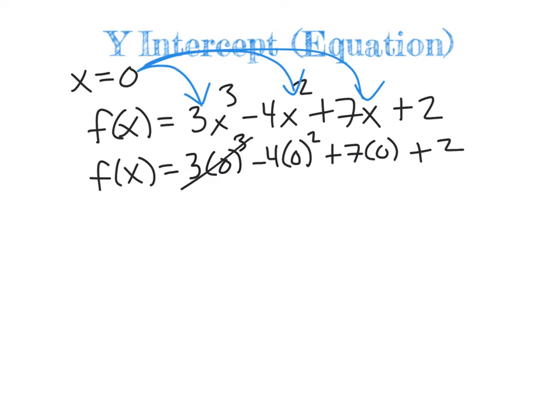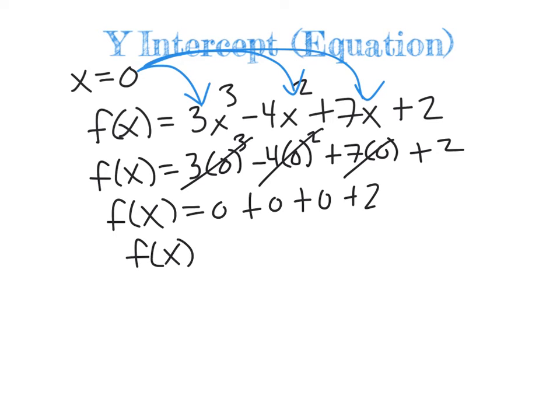Same thing with the next term. 0 squared is 0, times negative 4 is also 0. 7 times 0 is still 0. What am I left with? 2. So really my function is f of x equals 0 plus 0 plus 0 plus 2. So the y-intercept is 2. Okay? Simply 2. Anything that you plug in for 0 is going to cancel out the x values, leaving you with a number at the very end, the y-intercept.